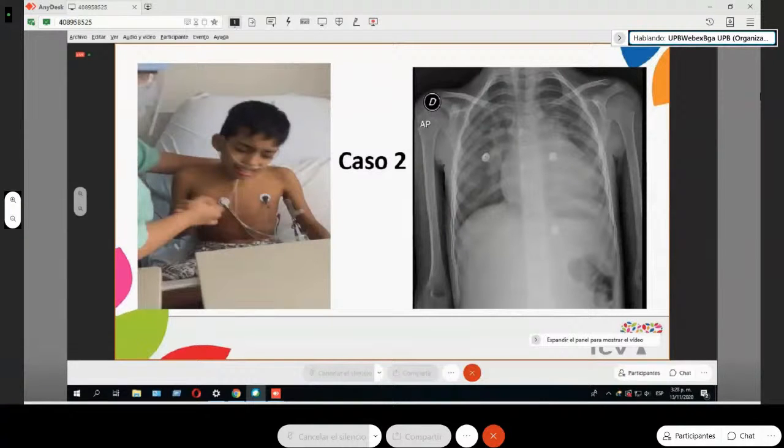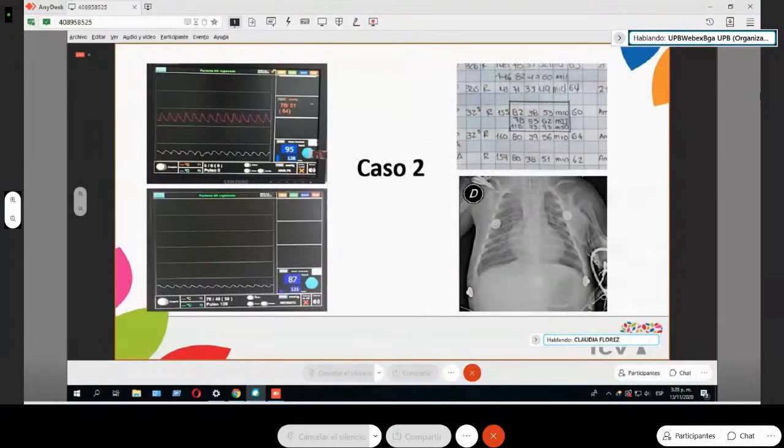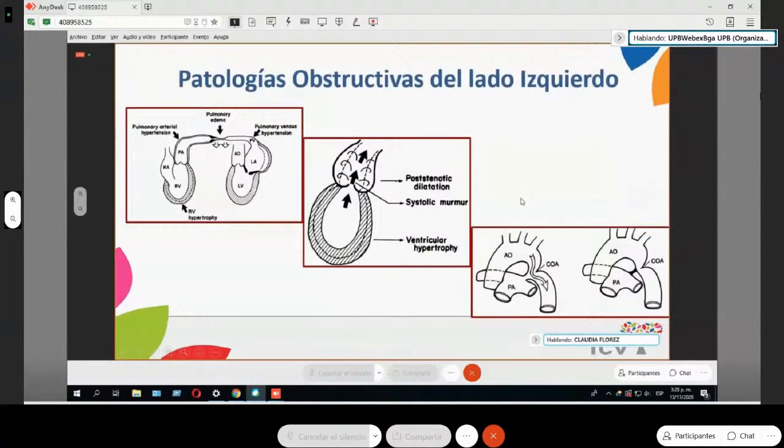There are smaller children that may have a similar course, where you see saturations above the ones on the lower portion of the body. The same goes with the pressure. These are children with coarctation, the obstructive left side pathologies, everything that avoids the blood coming out of the left ventricle to the aorta towards the body. So all of this may cause obstructive pathologies on the left side, and they will create shock syndromes or low systemic output.